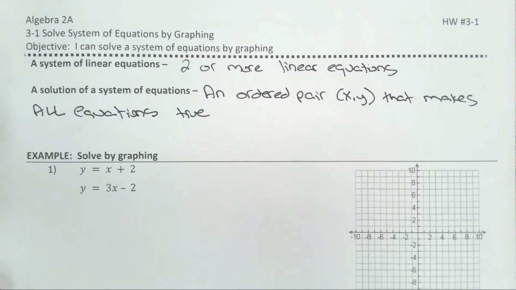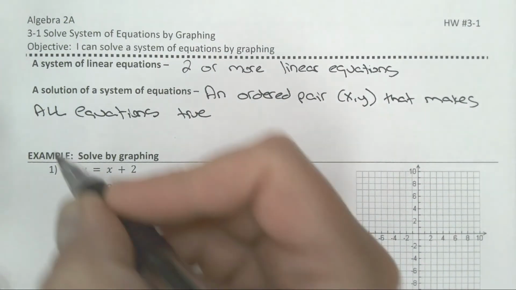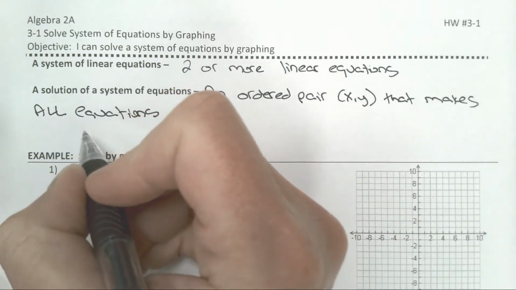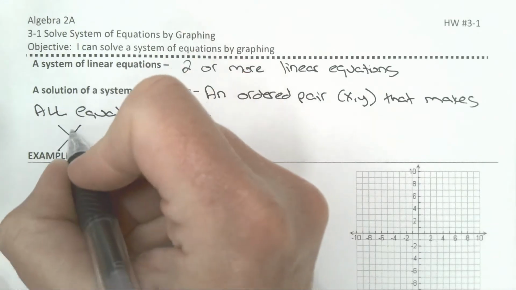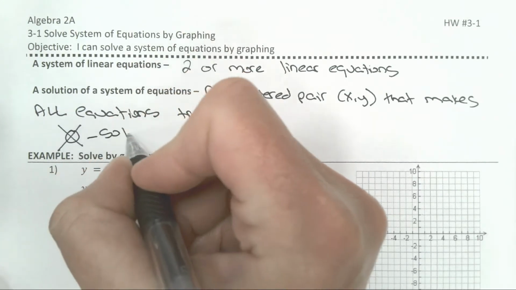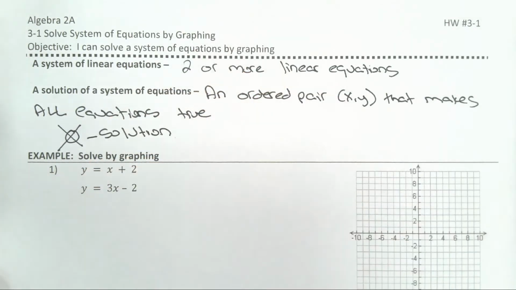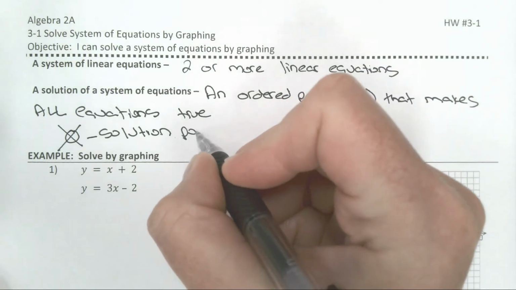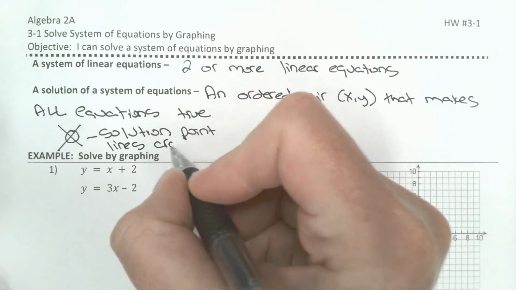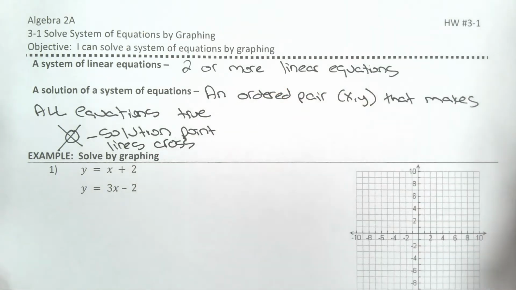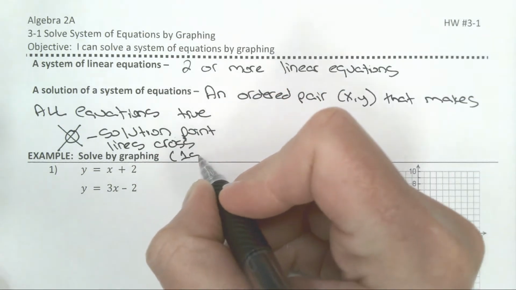As it turns out, there are three different scenarios. One of them is that you will have lines that cross, and the solution is the point where the lines cross. If they do cross, this is what one solution looks like.